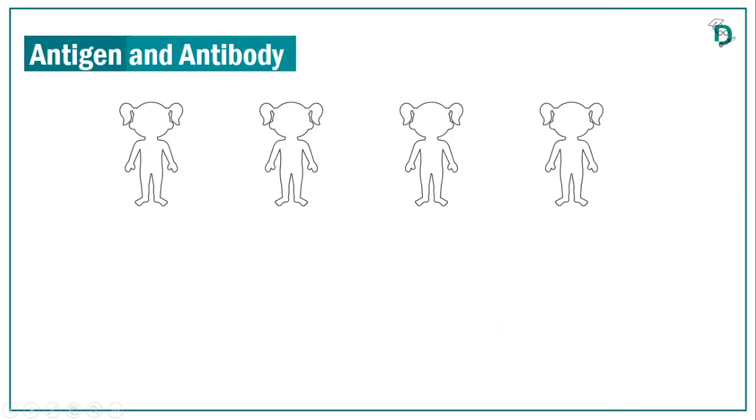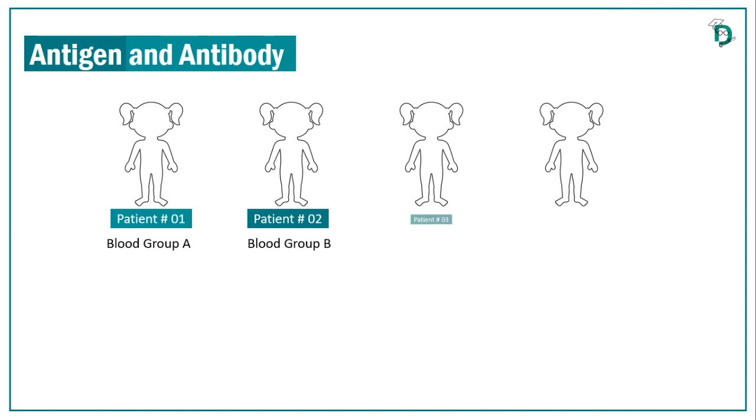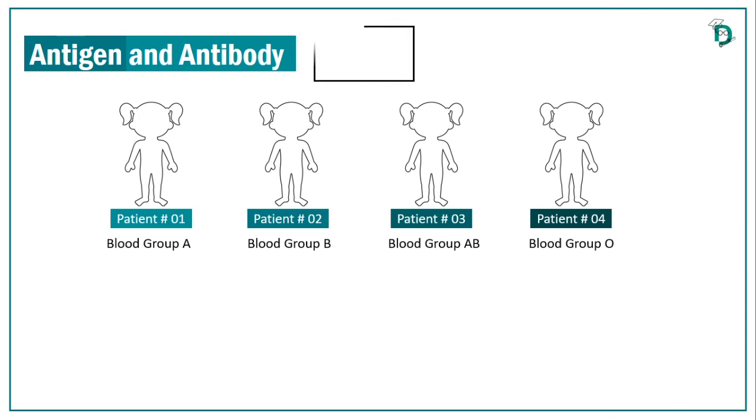Okay, so now suppose we have four patients. Patient number 1 is from blood group A. Patient number 2 is from blood group B. Patient number 3 is from blood group AB. And patient number 4 is from blood group O. Now I am supposing that antigen A is triangular in shape and antigen B is circular. This supposition is only for our convenience and understanding.